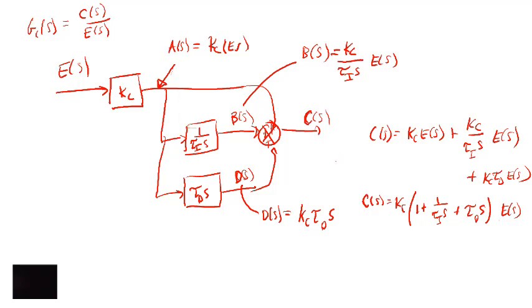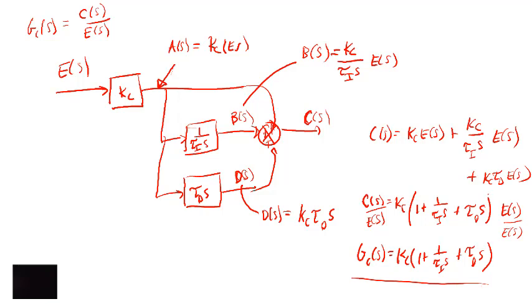All right, so the overall transfer function for the controller, for a PID controller, Gc(s), is output over input, so we divide through by E. If I take this and divide through by E, I'm left with just this right here, Kc times (1 plus 1 over tau I s plus tau d s). This is the transfer function for a PID controller based on this logic flow diagram, this logic flow chart.